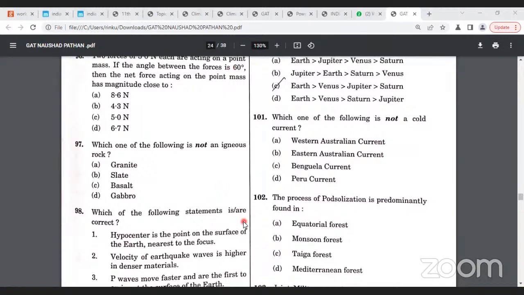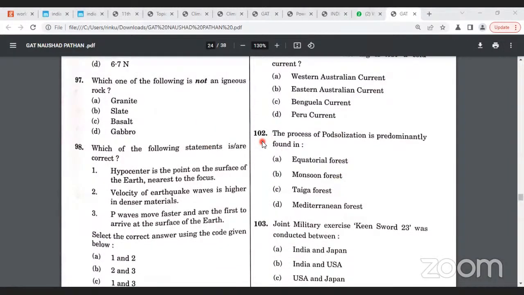Not a cold current, meaning a warm current. There is a general rule that all currents flowing on the western coast of continents are cold currents. By that rule, the East Australian current is the warm current. Generally, all these currents, whether it is the West Australian current, the Benguela current, or the Peru current, which is also called the Humboldt current, go from the poles towards the equator, so they are cold currents. The East Australian current is a warm current. It goes from the equator towards the poles.